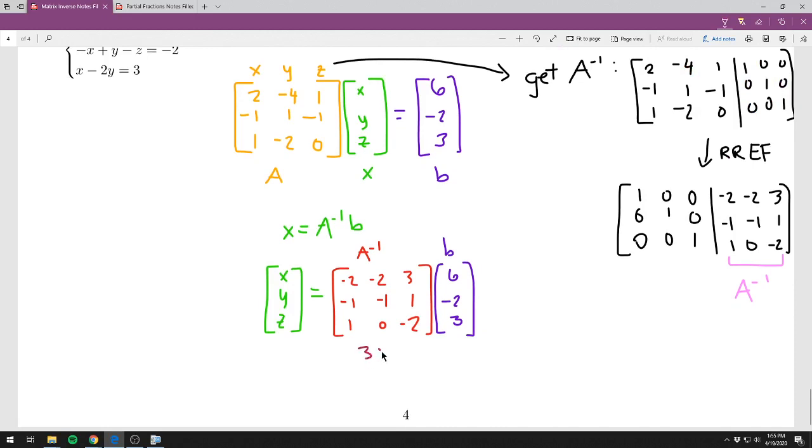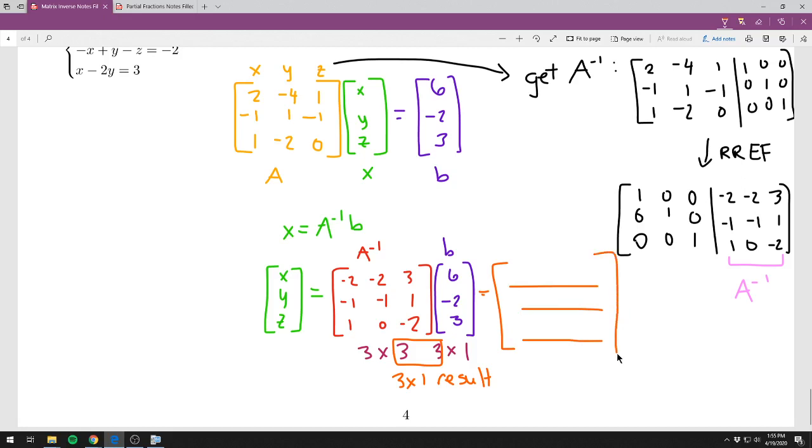This is a 3x3 matrix. This is a 3x1 matrix. Okay, so the inside numbers match. And the result is a 3x1 matrix, 3 rows and 1 column. Right. So let's just go ahead. Once we multiply these, we'll get some numbers here and we'll have our answer.